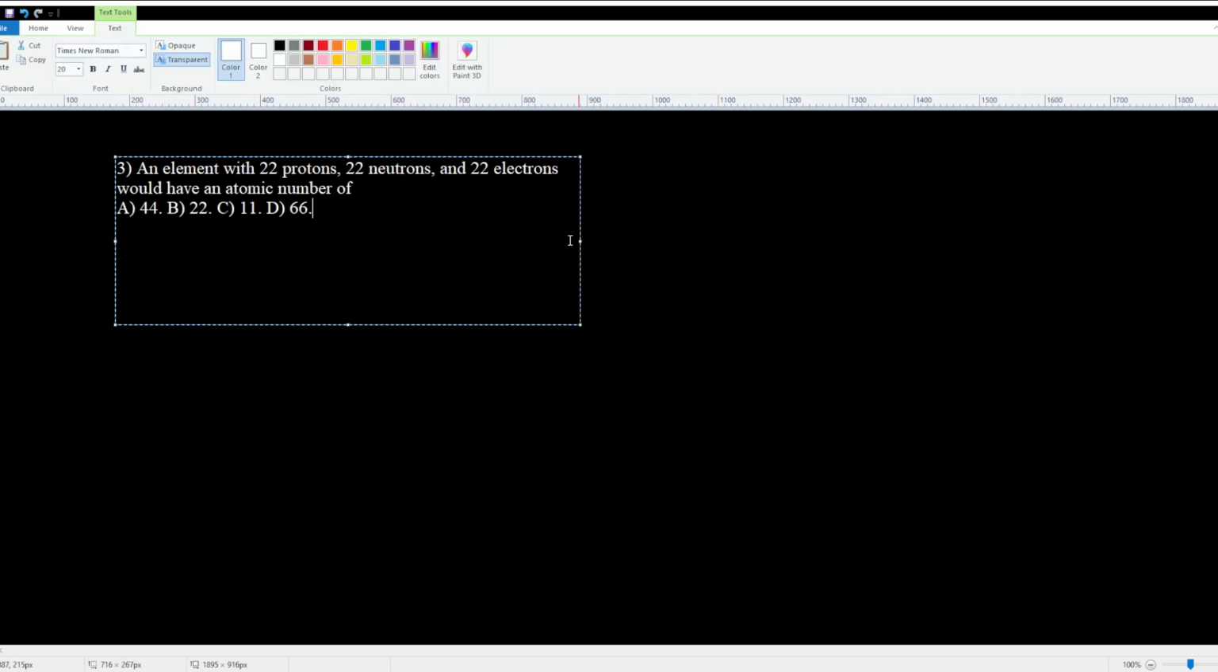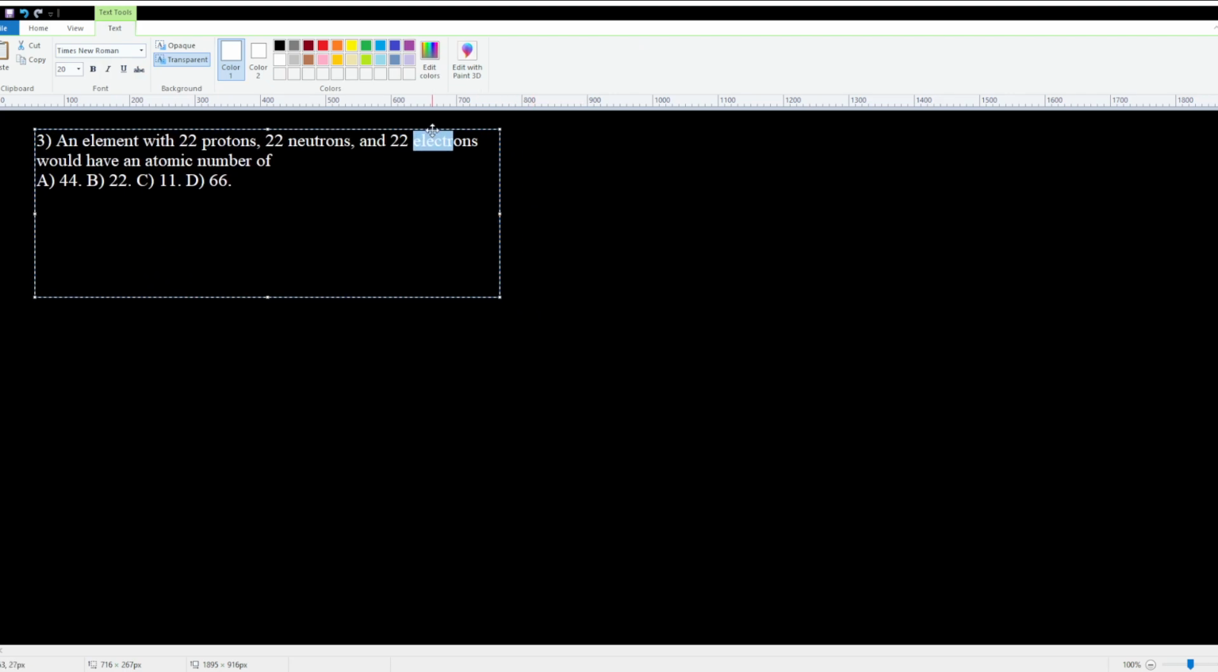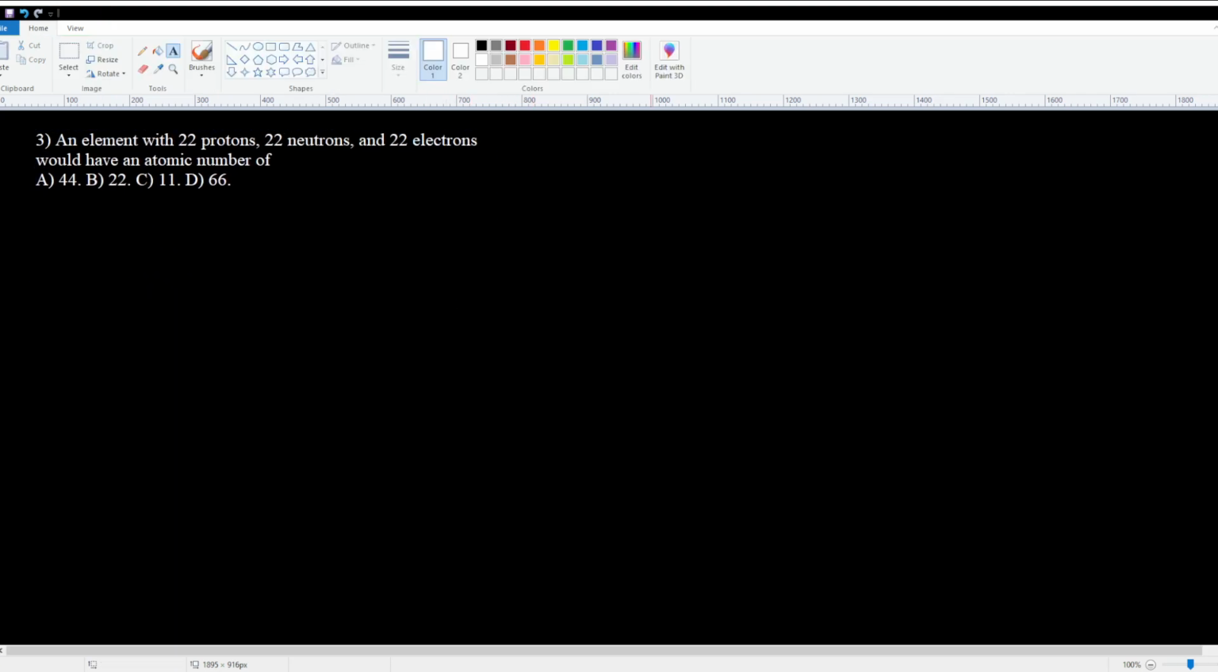So, number 3 is asking, an element with 22 protons, 22 neutrons, and 22 electrons will have an atomic number of A 44, B 22, C 11, or D 66. So, we don't even need to pull up a periodic table for this. It's really simple because we just went over this in the last question. The number of protons is equal to the atomic number. So if we take that into consideration, it's just going to be B.